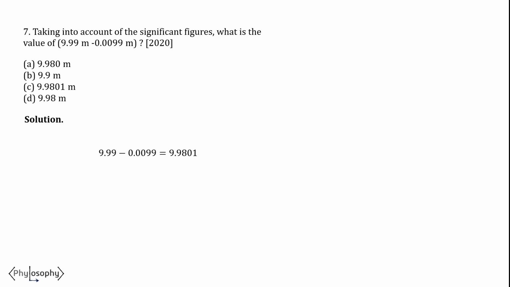9.9801. Now, as per the rule of the least number of places in the decimal portion of any number, the result should be equal to the number of decimal places of the term in the operation containing the lesser number of decimal places. So the correct answer should be option D, which is 9.98 meter. Now let's go to our next problem.